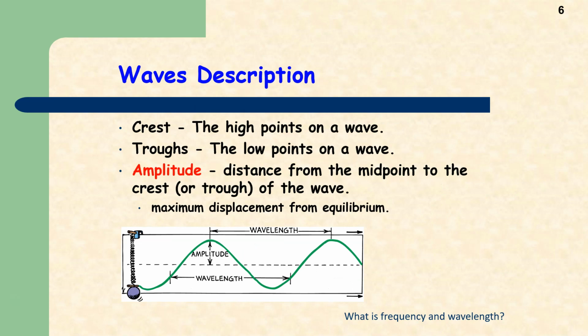So one thing to keep in mind is what is a crest, what is a trough, amplitude, and wavelength. Make sure that you have these in your notes. A crest is just the high points on a wave, and troughs are the low points. Amplitude is the distance from the midpoint, or the point of equilibrium, to the crest or the trough. And wavelength is just where it repeats itself.